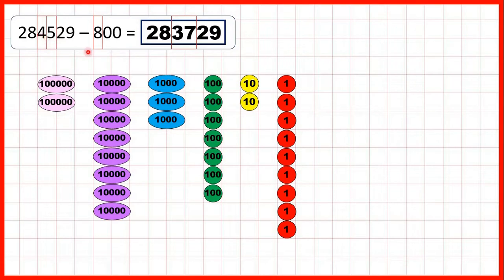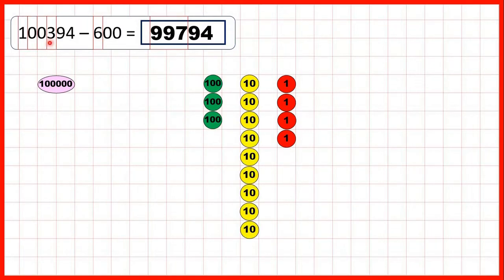We did 45 minus 8 to get 37, and that told us that we would have 3 thousands and 7 hundreds after we'd subtracted 8 hundreds. Then we had 100,394. We needed to subtract 600.